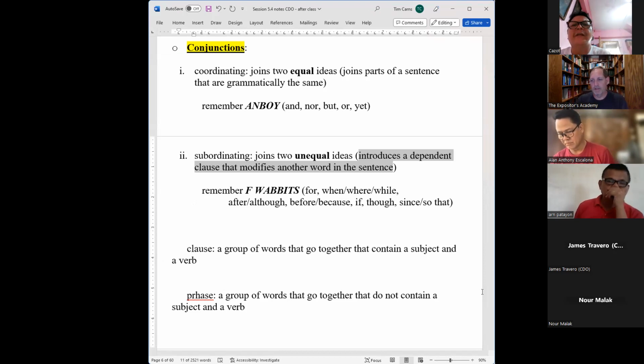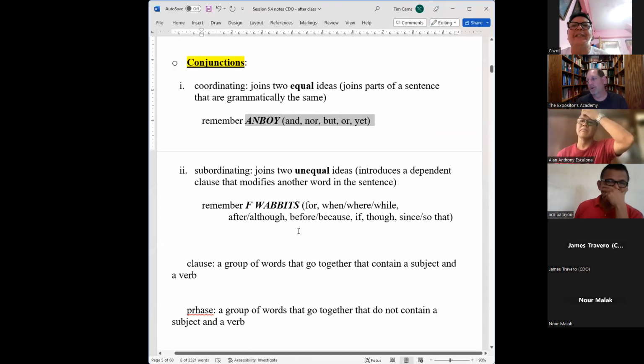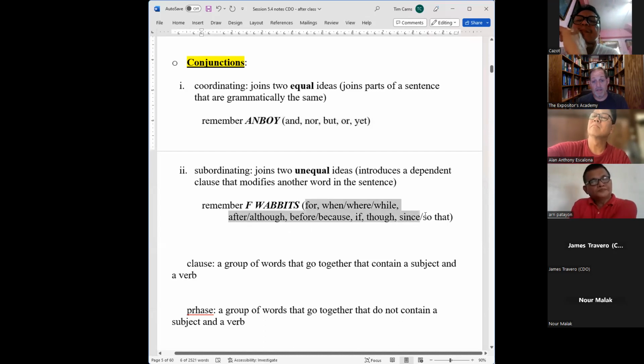And so, again, coordinating brings two things together that are equal. Subordinating brings a clause in that's dependent. That means it's unequal. It modifies, it depends on, another word in the sentence. So when we talk about connector words, one category is conjunctions, a very common category. Two kinds: coordinating, and again, those would be just these five, and then subordinating, and there are many subordinating ones. These are the most common.